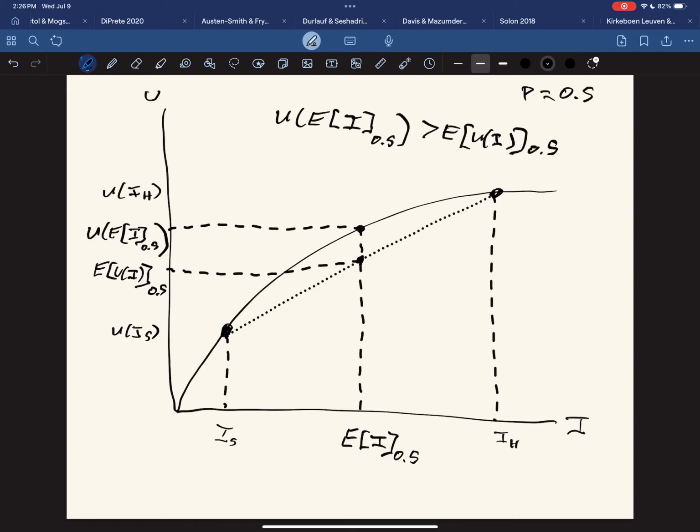So if somehow I'm able to exchange the lottery of being sick or being healthy for a contract, for example an insurance contract, I hope you see where we're heading with this. Let's say an insurance company says, we'll give you the expected value of your income in exchange for all the income you earn. I'll take that deal, right? Because the utility of the expected value of my income is higher than the expected utility of my income, right?